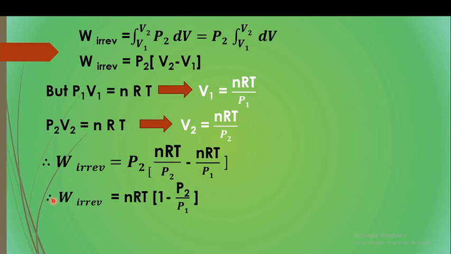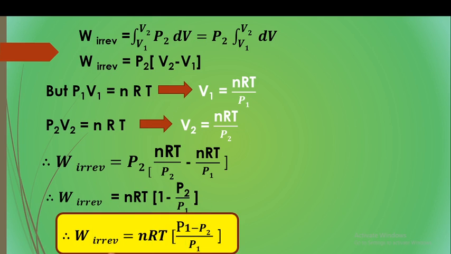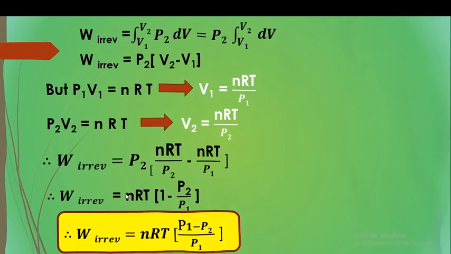Therefore, the work done for the irreversible process can be written with nRT taken common outside and P2 multiplied in the bracket. P2 upon P2 gives 1, so we get 1 minus P2 upon P1. Therefore, the expression for the work done for the irreversible process is W irreversible is equal to nRT into bracket P1 minus P2 upon P1. So this is the expression for the irreversible work of expansion.